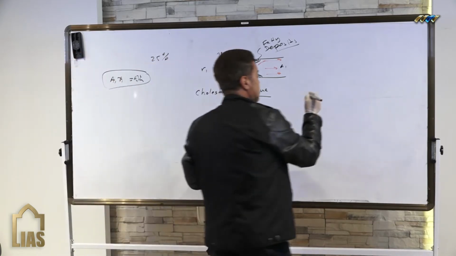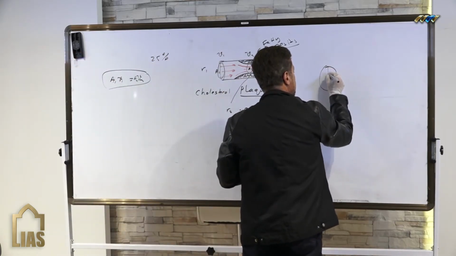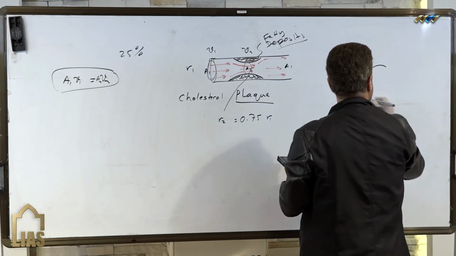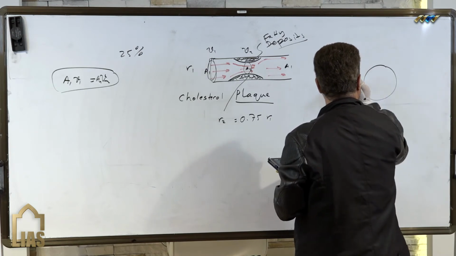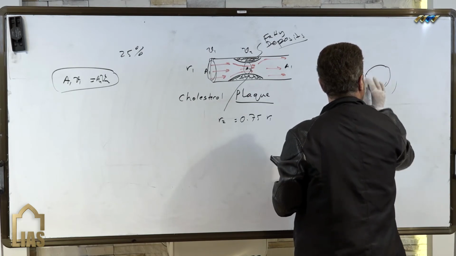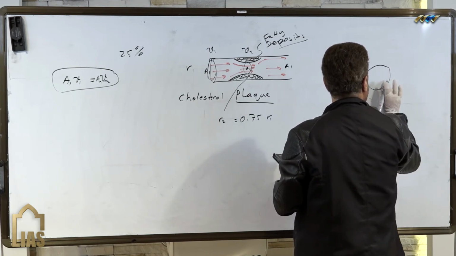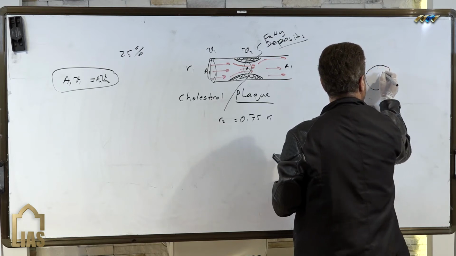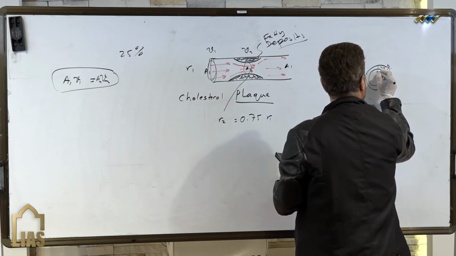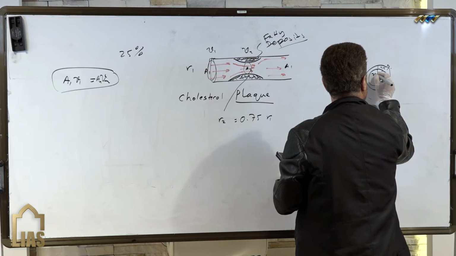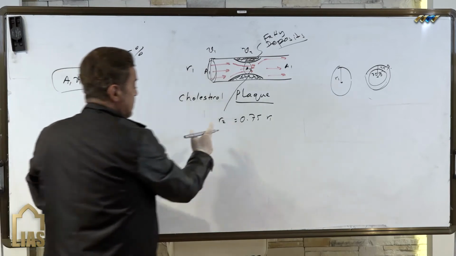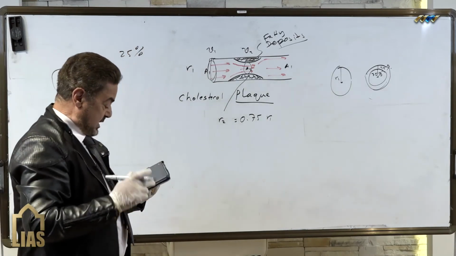This is R1, and this will be reduced by 25%. That means we have 25% removed and 75% remaining, which is this one here. R2 is 75% of R1.